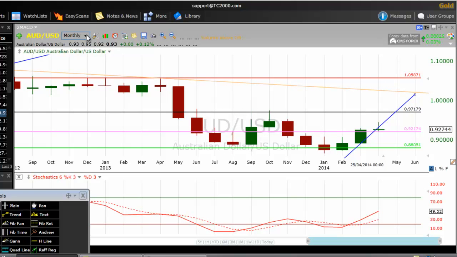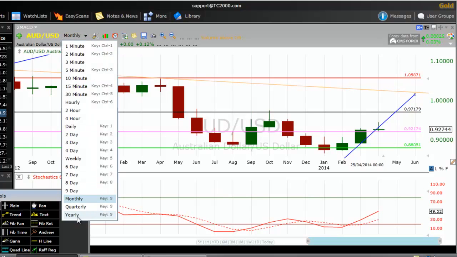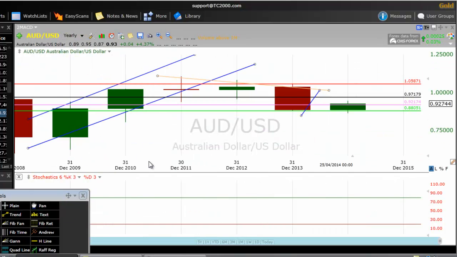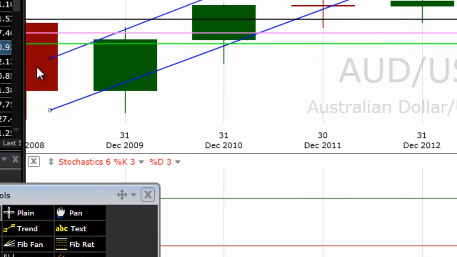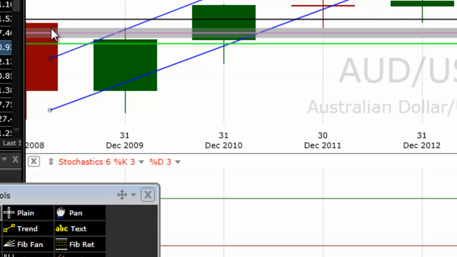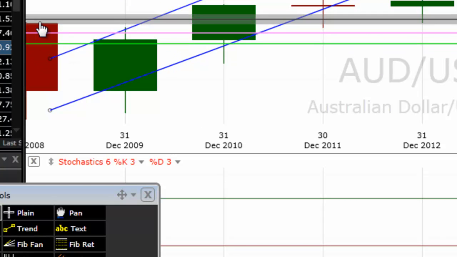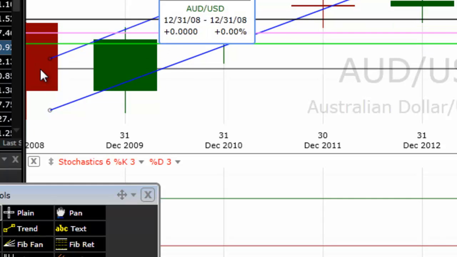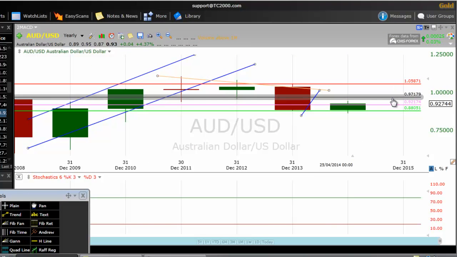In fact, let's go back to the yearly chart. That level, the black horizontal line, is almost equal to the high of 2008. You see, the candle of 2008 is almost equal to the high. The high of 2008 is at 9608. So it's in that zone. Remember that.